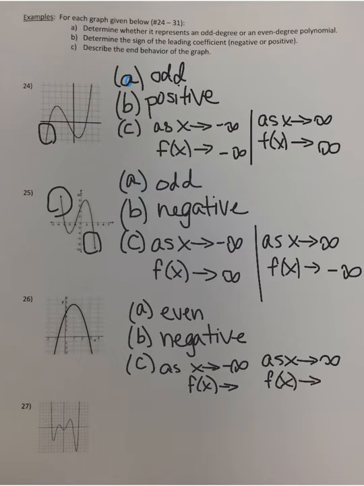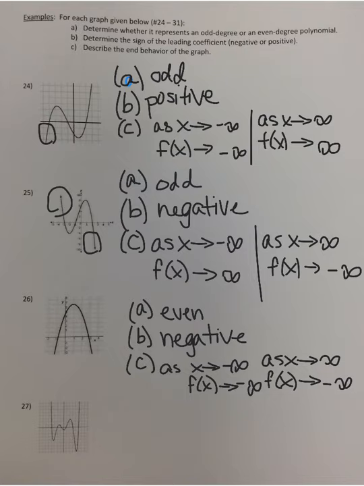All right, so as x goes to negative infinity, remember that's just the left-hand side of this graph here. Do you see y is going down? We're going to have negative infinity as our answer. And then if we look at the far right-hand side of the graph, same deal. Y is also going down there, so we are going to have another negative infinity.